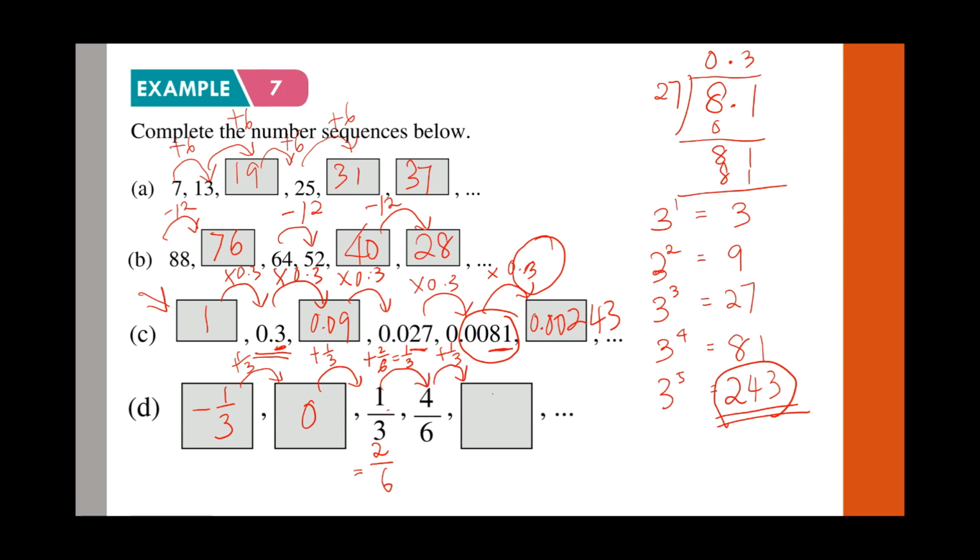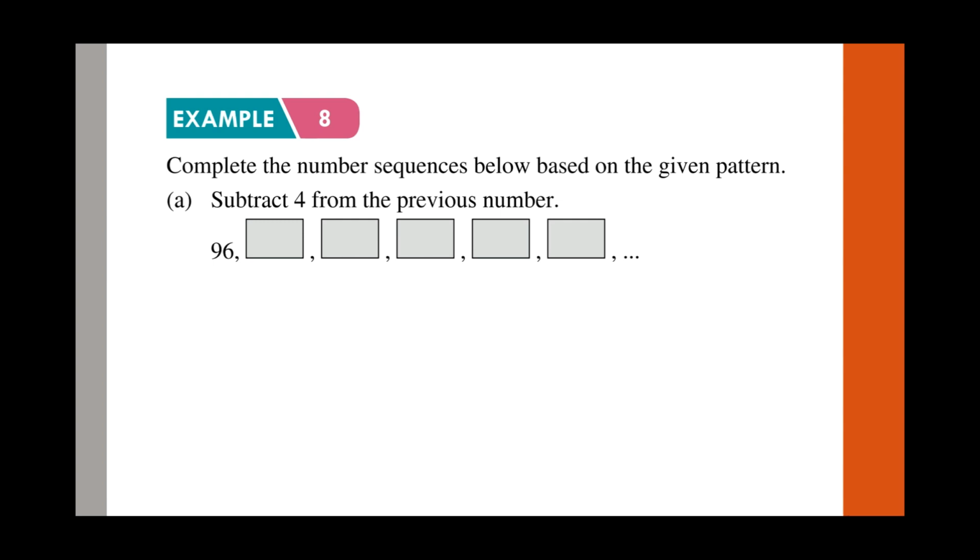1, because it's 3 over 3. So we have done the whole number sequence. Do you have any questions? No? Okay, then we move on to example 8 here.